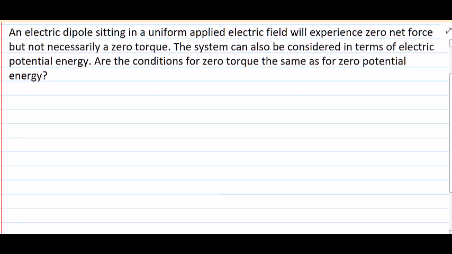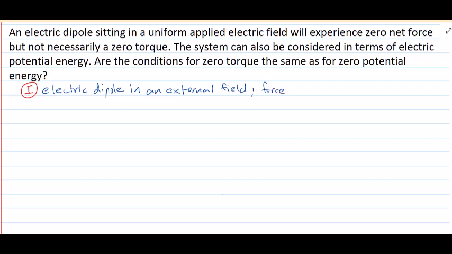Now that you've read through the question, let's begin with our interpret step, thinking about what the question is really about. It should be clear here we have an electric dipole. We've got to think about what an electric dipole is, and it's in an external electric field. It's important, it's not just the electric field from the dipole, it's an applied electric field that the dipole is sitting in, and the question is asking us about things like the force on the dipole, the torque on the dipole, and the electric potential energy of this system.